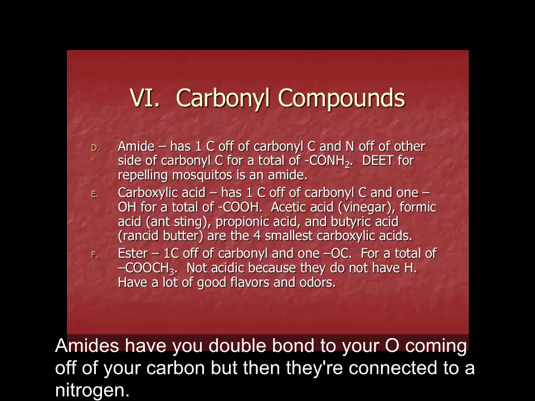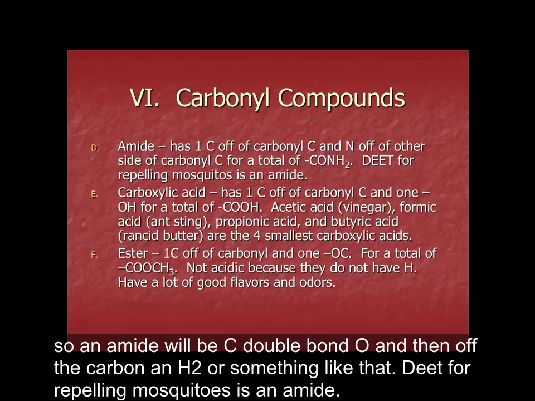Amides have your double bond to your O coming off a carbon, but then they're connected to a nitrogen. So an amide will be C double bond O and then off the carbon NH2 or something like that. DEET for repelling mosquitoes is an amide.